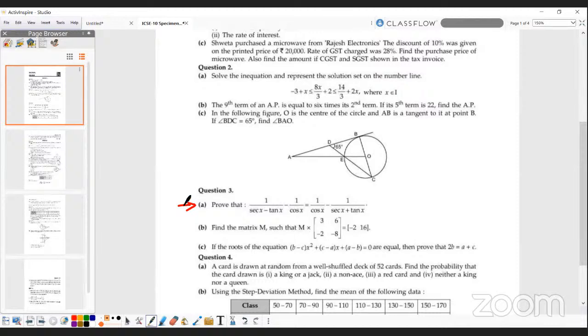Whatever is given to us here is 1 upon (sec x minus tan x) minus 1 upon cos x. Every time in trigonometry questions, as I have already told you, observe the question carefully and think whether you can apply any identity directly. And if nothing is clear to your mind, just convert everything in terms of sine and cos and then start simplifying. Convert sec and tan in terms of sine and cos to get your answer.